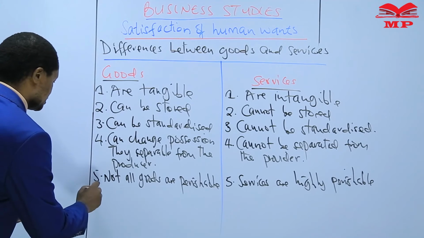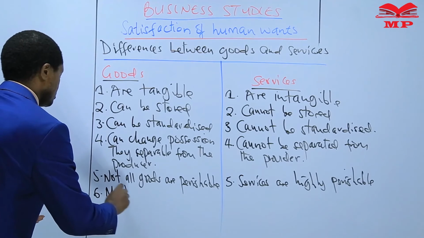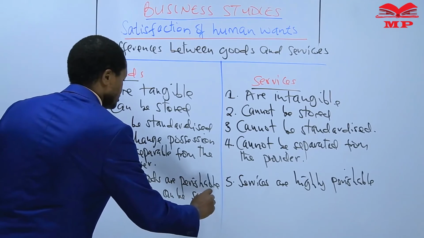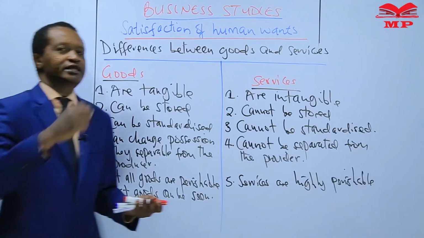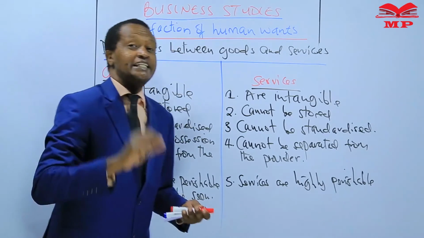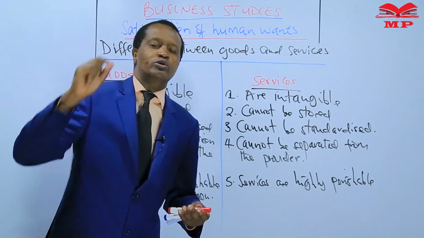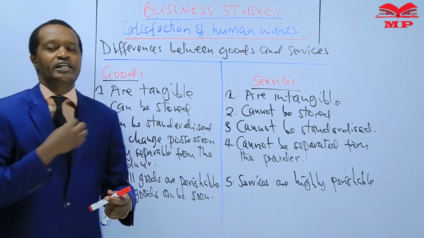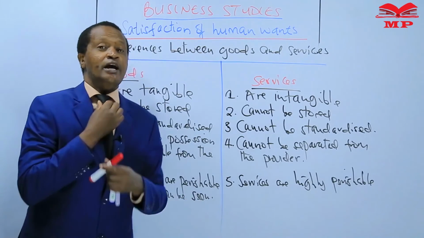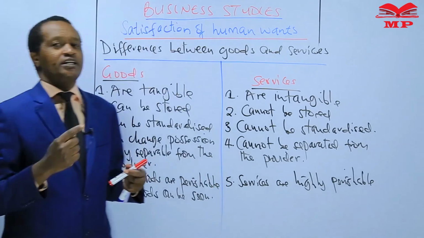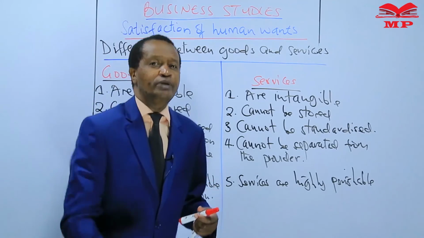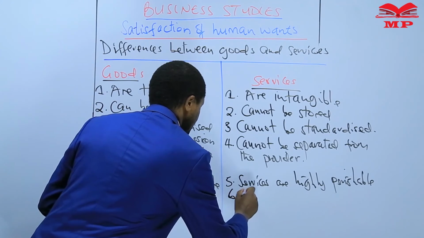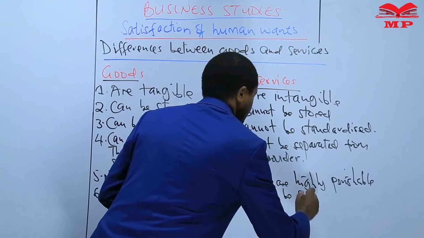Number 6, learners, most goods can be seen. Most goods can do what? Can be seen, because goods are material. Goods are tangible. You can see goods. This is a pen. It's a good. You can see it. This is a tie. It is tangible. It is material. You can see it. Learners, but services cannot be seen.